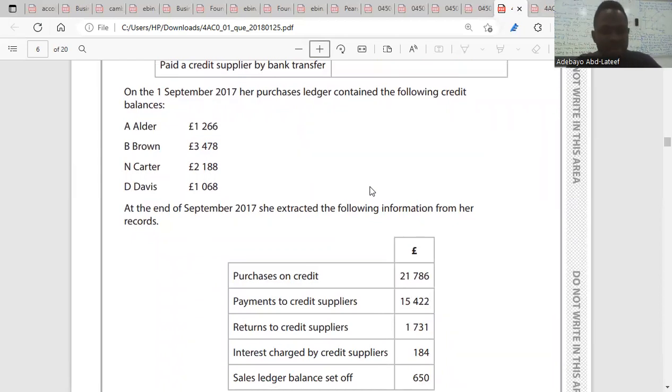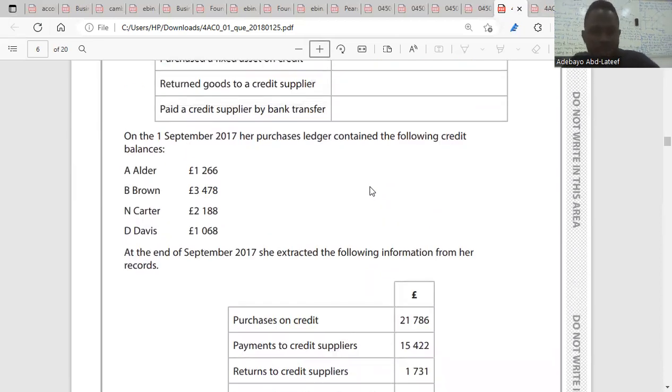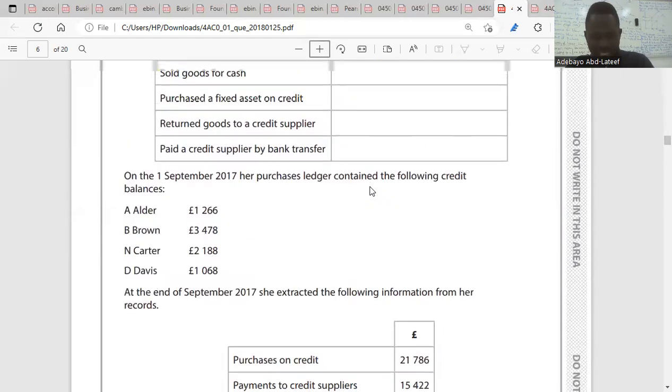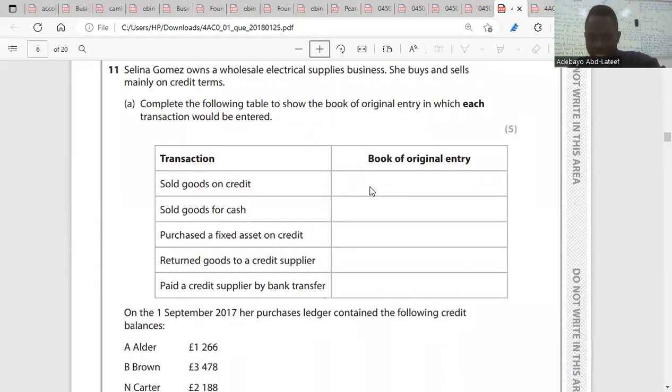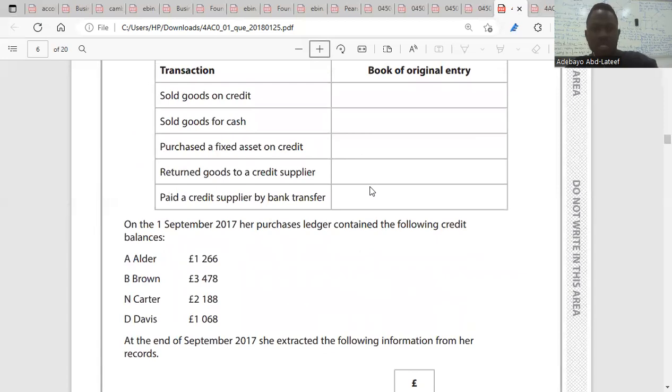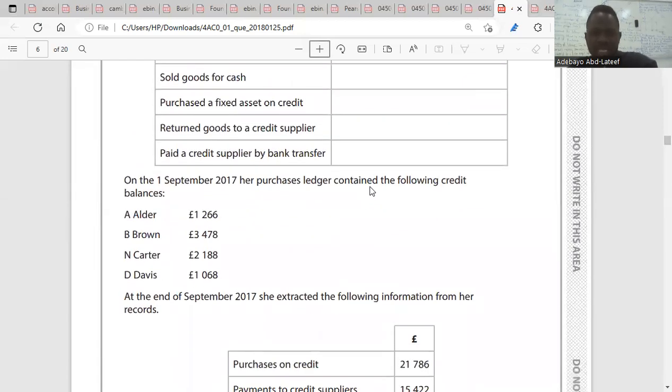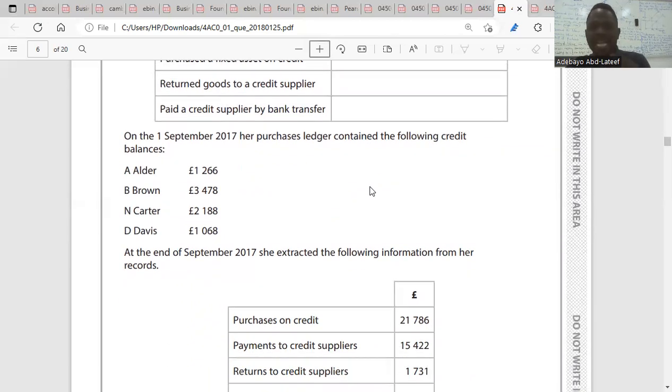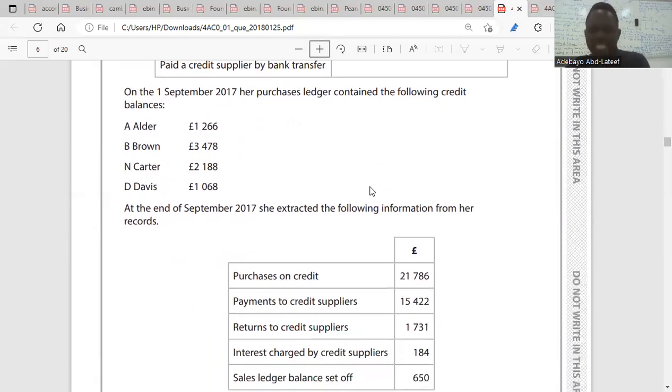It said, on September 1, 2017, are you with me? On September 1, 2017, her purchases ledger contained the following credit balances. So this is still Selena. On September 1, 2017, she has all these credit suppliers. She purchased from all these suppliers: Alba, Brown, Qatar, and Davis. Then at the end of September 2017, she extracted the following information from her records.